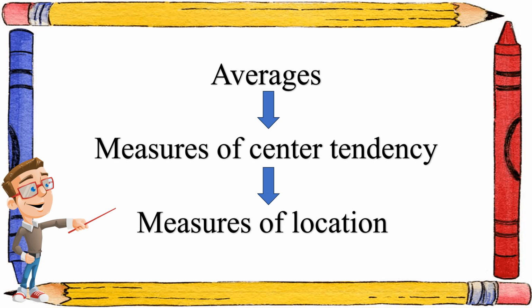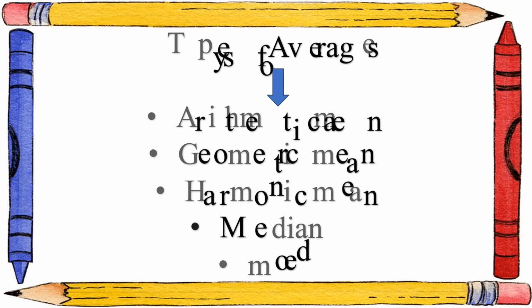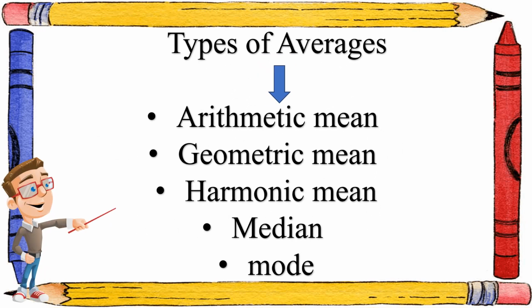Let's see the types of averages. So the types of averages are arithmetic mean, geometric mean, harmonic mean, median, and mode. And here I want to clear one doubt: if it is written to find the measures of center tendency instead of averages, you should make sure that you find all these types of averages: arithmetic mean, geometric mean, harmonic mean, median, and mode. You have to find all these averages in that question.